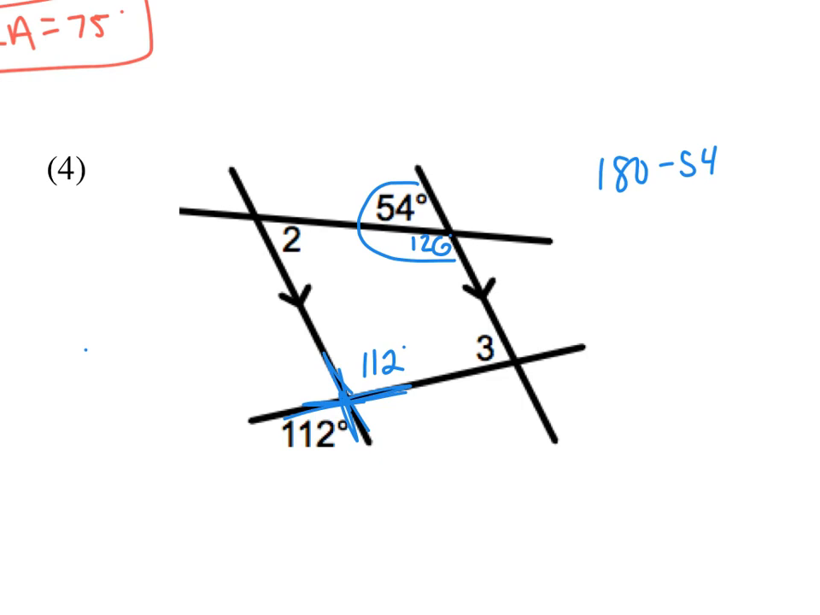I know that this line is parallel to this line, so I'm going to put those in red. I'm going to extend my transversal in green. Ooh, and look, I have alternate interior angles right here. So I can say angle 2 is 54 degrees.